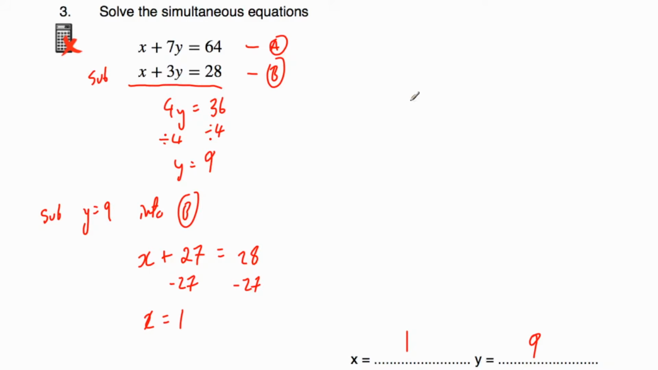So let's check our answer. Now we've used B, so let's check in A. So in A, we're going to have x, which is 1, plus 7 times y, and 7 times 9 is equal to 63, and that's equal to 64. And 1 plus 63 is 64, so we get 64 equals 64, which is correct. So that's it. So our answers are correct. So x equals 1 and y equals 9.